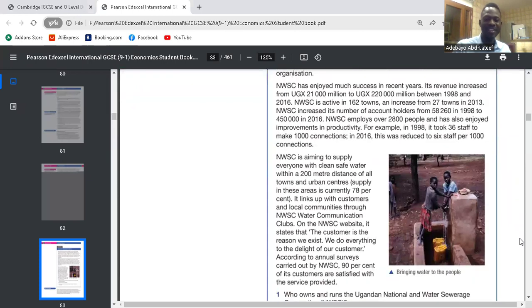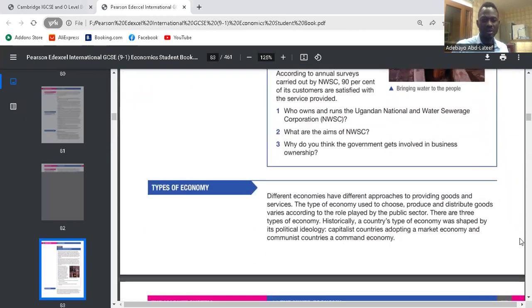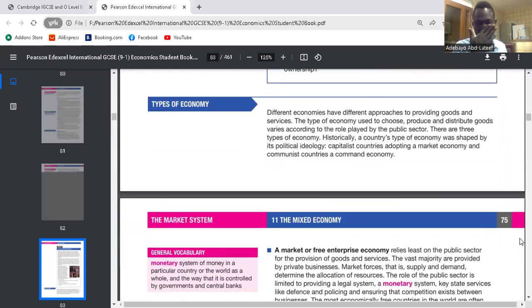Okay, great. So go to types of economy. Different economies have different approaches to providing goods and services. The type of economy used to choose, produce, and distribute goods varies according to the role played by the public sector. There are three types of economy. We have the capitalist, the planned, and the mixed economy. We talked about it already.